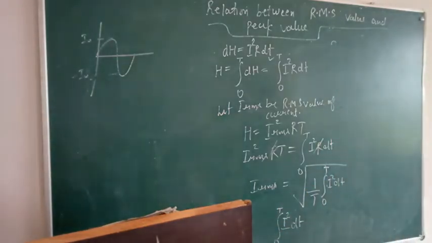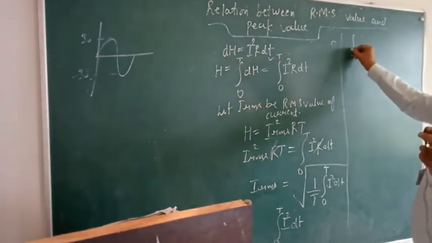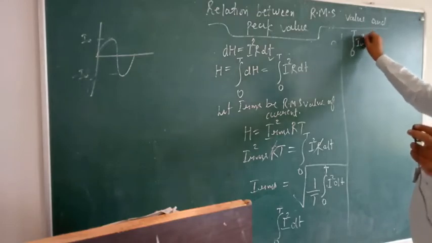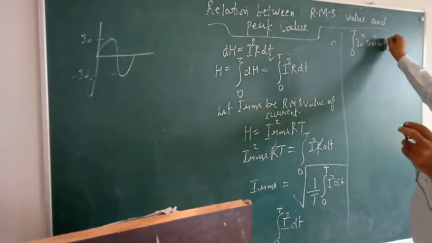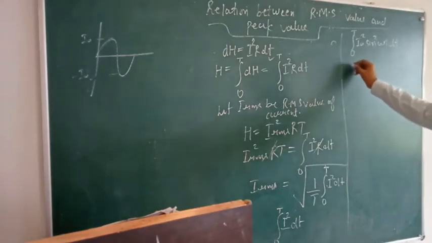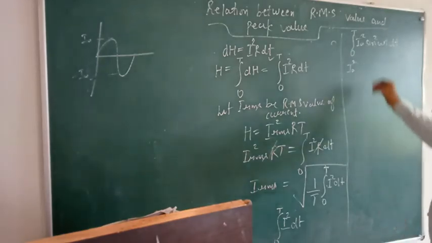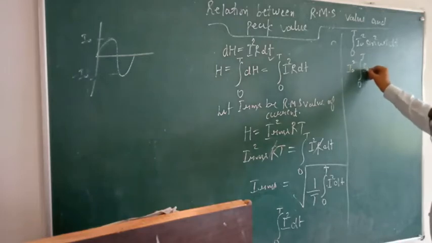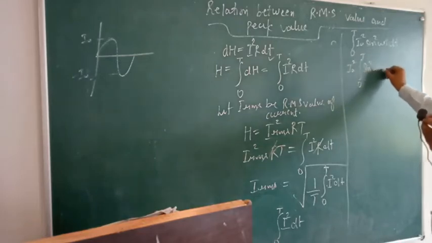Now, what is the value of I? This is the average value of AC. So, this we can write I naught sine omega t. So, this will be 0 to T I naught square sine square omega t dt. Fine. In place of I square, I have substituted the value of I naught sine omega t. Now students, what should we do? For this, I naught square is a constant. This will be out. Integration 0 to T sine square omega t dt.